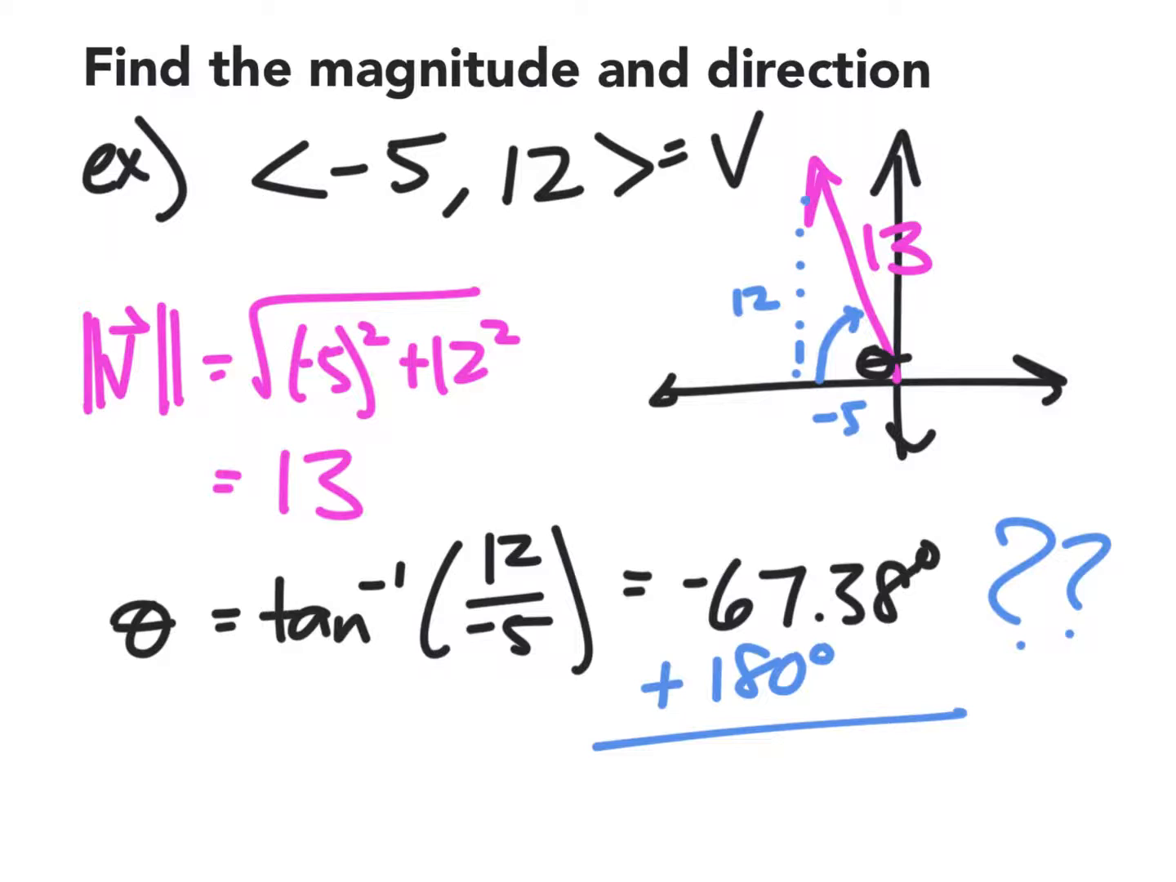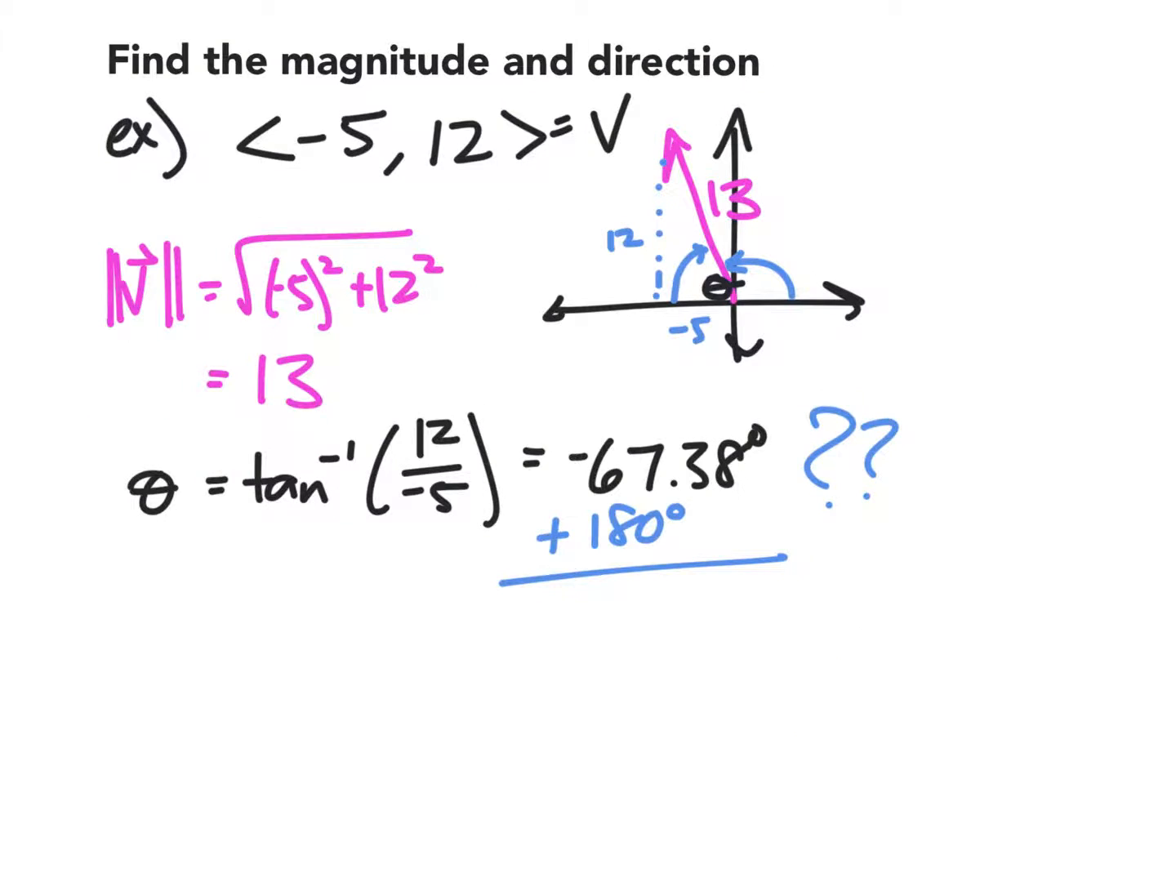Because the angle I'm looking for is this angle. And the only reason I say add versus subtract is because this angle was already negative. So the actual direction of this angle is 112.62 degrees, which makes sense because I'm in quadrant 2.